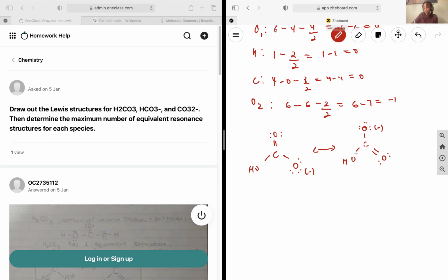We can't move the double bond to this because that would make this one negative, this one -2, and then this one will be positive. And so we'd like to minimize the charges on the individual atoms each time. In that case, yes, the net charge would be correct, but you wouldn't have minimized the charges on the individual atoms. And so we only have 2 equivalent structures.